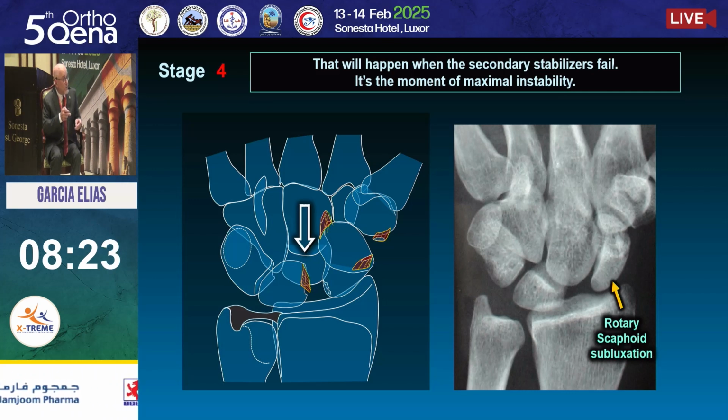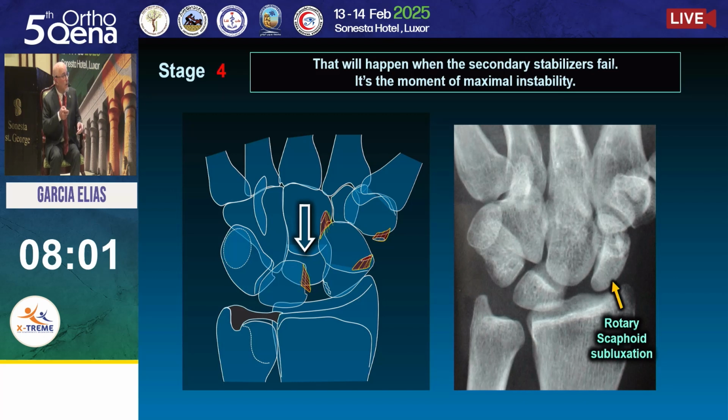Scaphoid subluxation means that the scaphoid is going backwards. And now not only the original, but the secondary stabilizers have failed. It's a moment of maximal instability. Up to this point, it was not maximal instability.